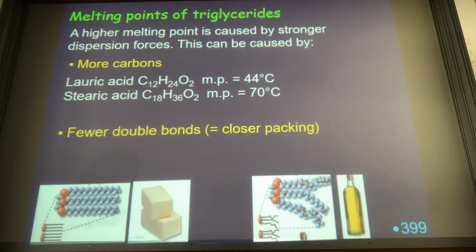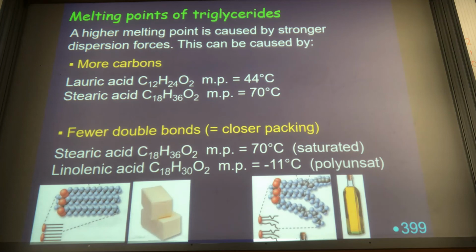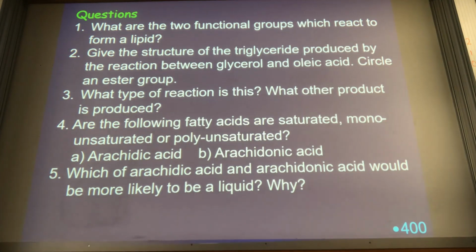Fewer double bonds means closer packing. Molecules can pack more tightly, stronger dispersion forces, higher melting point. So compare 2 fatty acids with 18 carbons, stearic and linolenic. Stearic is saturated, linolenic has 3 carbon-to-carbon double bonds. Stearic acid is a solid up to 70 degrees. Linolenic acid turns into a liquid at -11. Have a go at those questions and I'll give you the answers when you submit them.